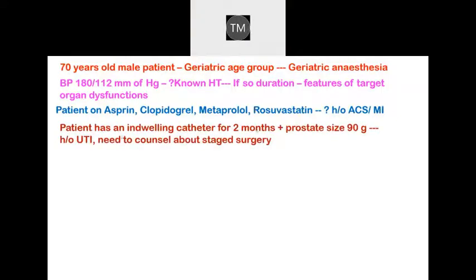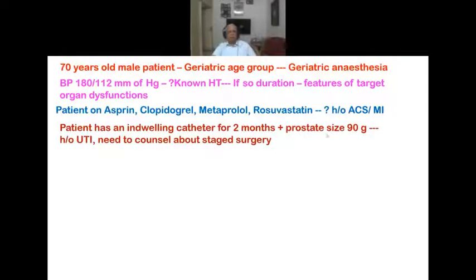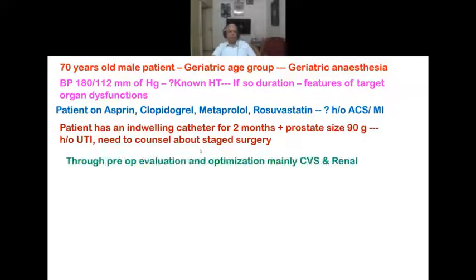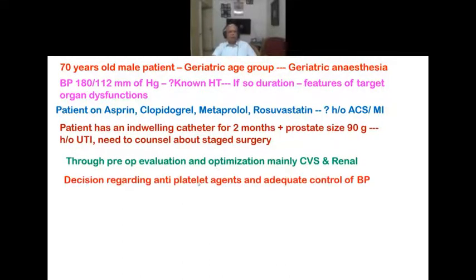The patient has an indwelling catheter for 2 months and the prostate size is 90. So check for any recurrent UTI, and you have to convince the patient of the need for staged surgery, not in a single sitting. Do a thorough pre-op evaluation and optimization of the cardiac and renal function, a decision regarding antiplatelet agents, adequate control of BP, and urine culture and sensitivity to rule out any ongoing infection. Unless you get a sterile urine, you should not operate on these patients.